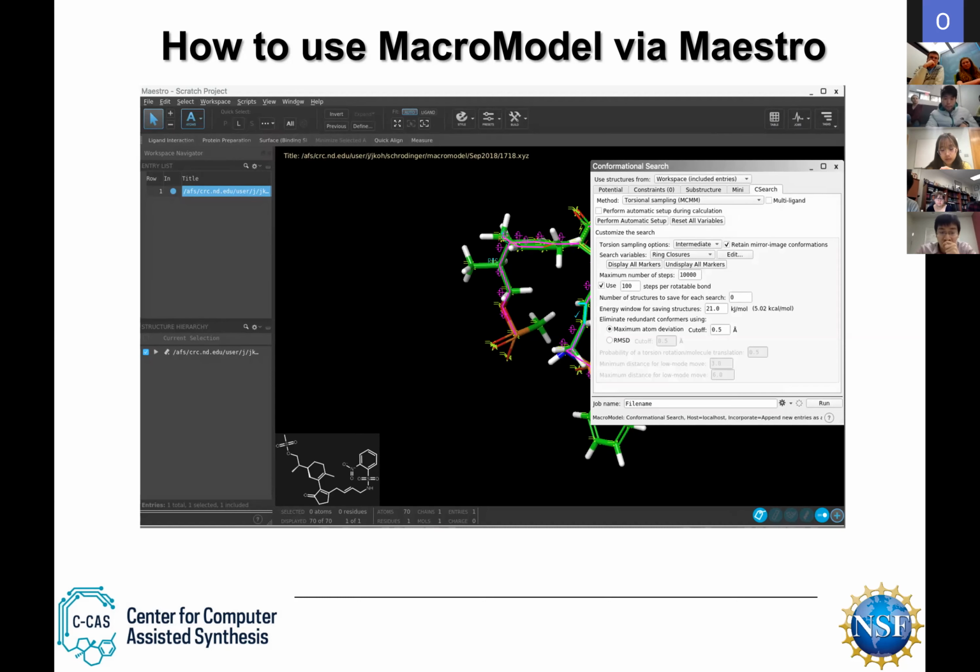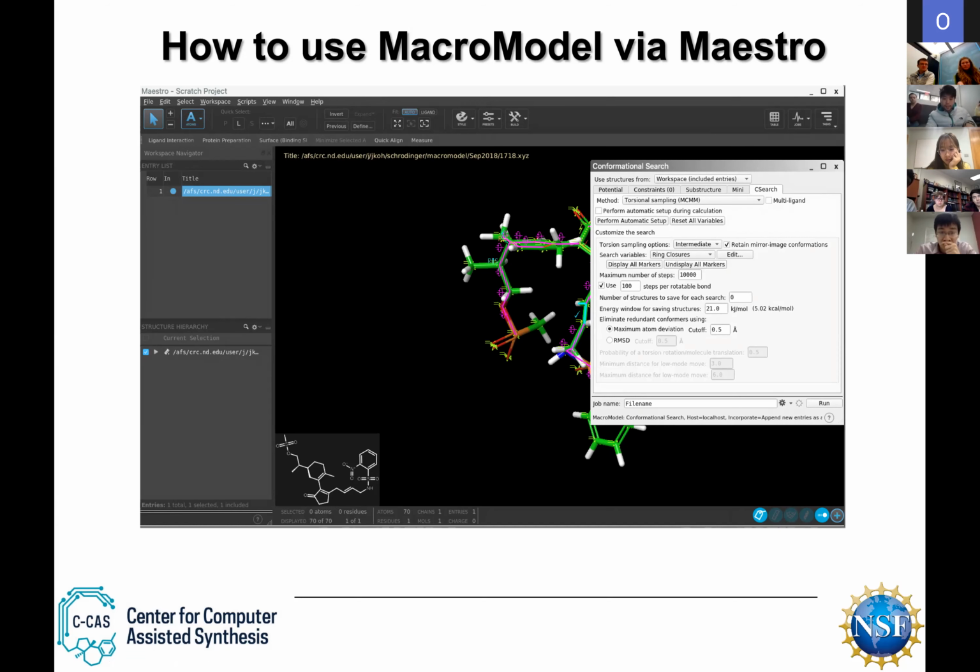And use the method of torsional sampling, and then you click perform automatic setup, which will put all the parameters of the torsion, angle, and bond into the conformational search tool. And you set the number of steps. For me, I did 100,000 steps for this calculation. Something that you want to watch out for is the energy window for saving structures, which by default is 21 kilojoules per mole, and that's 5 kilocalories per mole. Basically, once you're done with the conformational search, anything that goes beyond 5 kilocalories per mole from the lowest energy will not be saved.